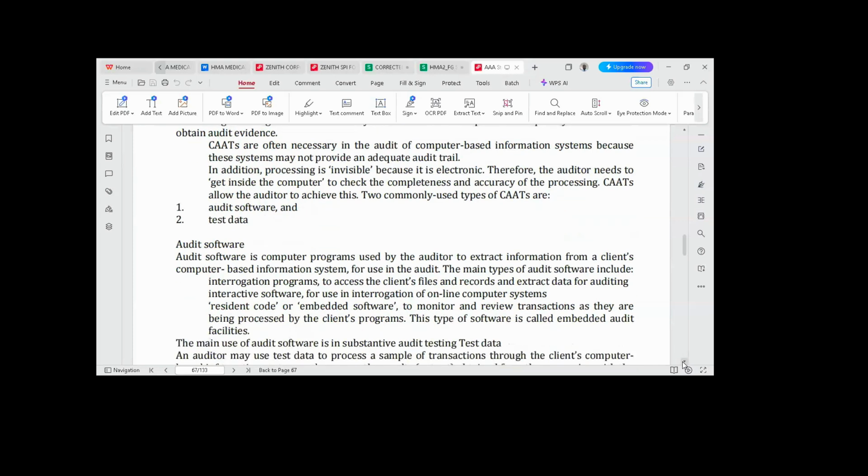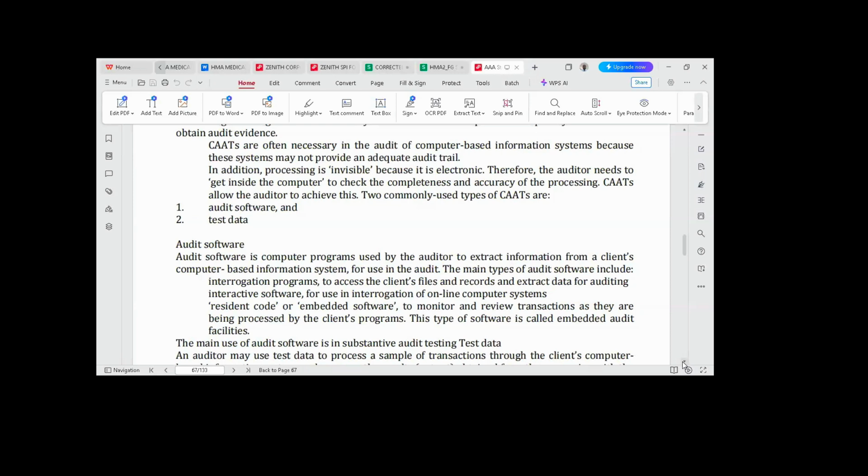There's another type we call the resident code. What's the resident code? The resident code is the one that is installed on the client server. You call it resident code or embedded software. You install it on the what? On the client server. Once it's installed, it's only the auditor that can use it.